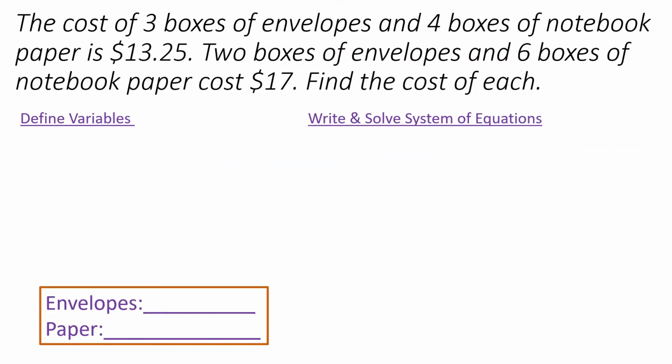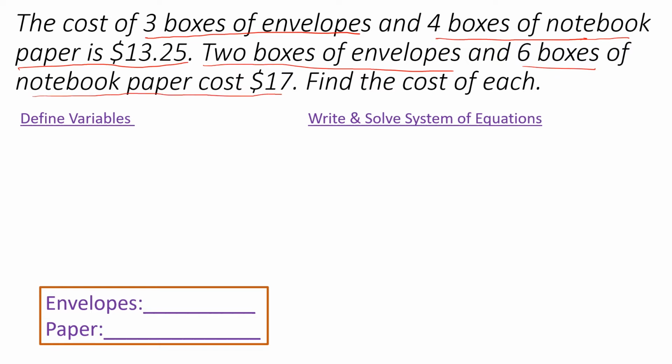So our first problem here says the cost of 3 boxes of envelopes and 4 boxes of notebook paper is $13.25. So first we notice that we're dealing with 2 separate items, and so we're going to use standard form to write our system of equations because we have 2 separate items. There's no rate of change, so there's no slope. All right. Next, we have 2 boxes of envelopes and 6 boxes of notebook paper that cost $17.